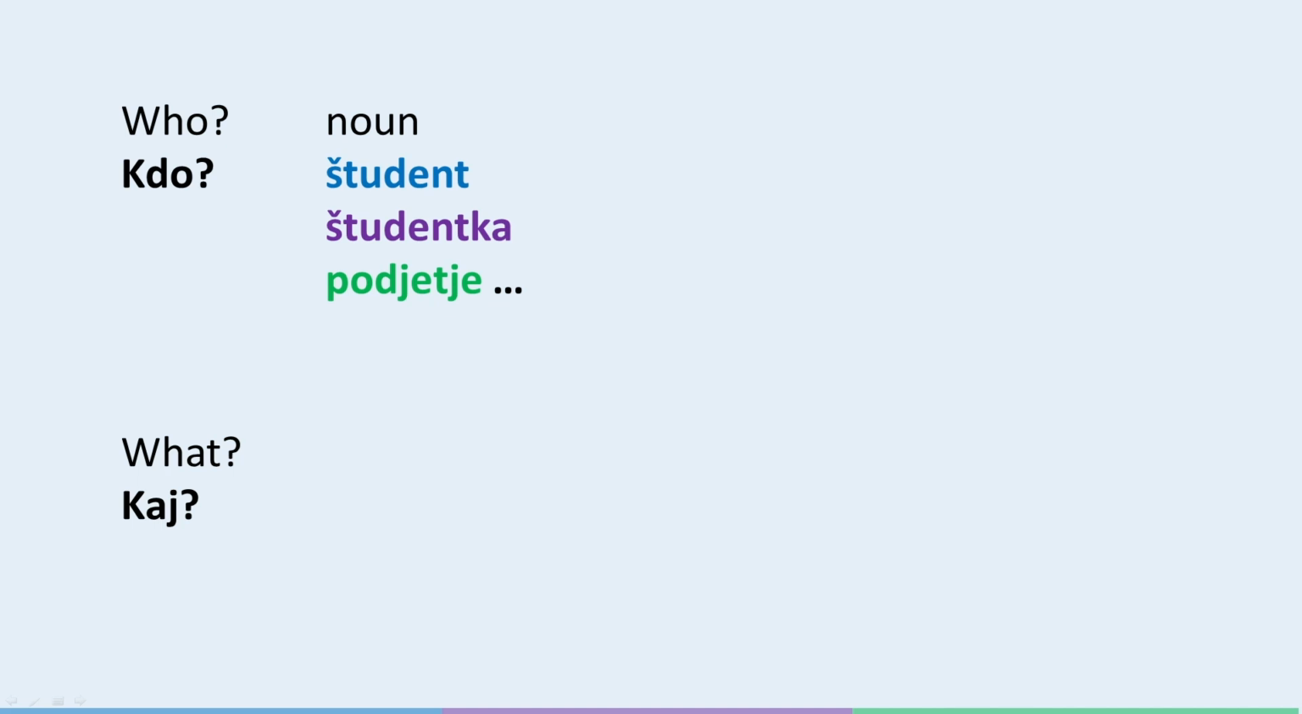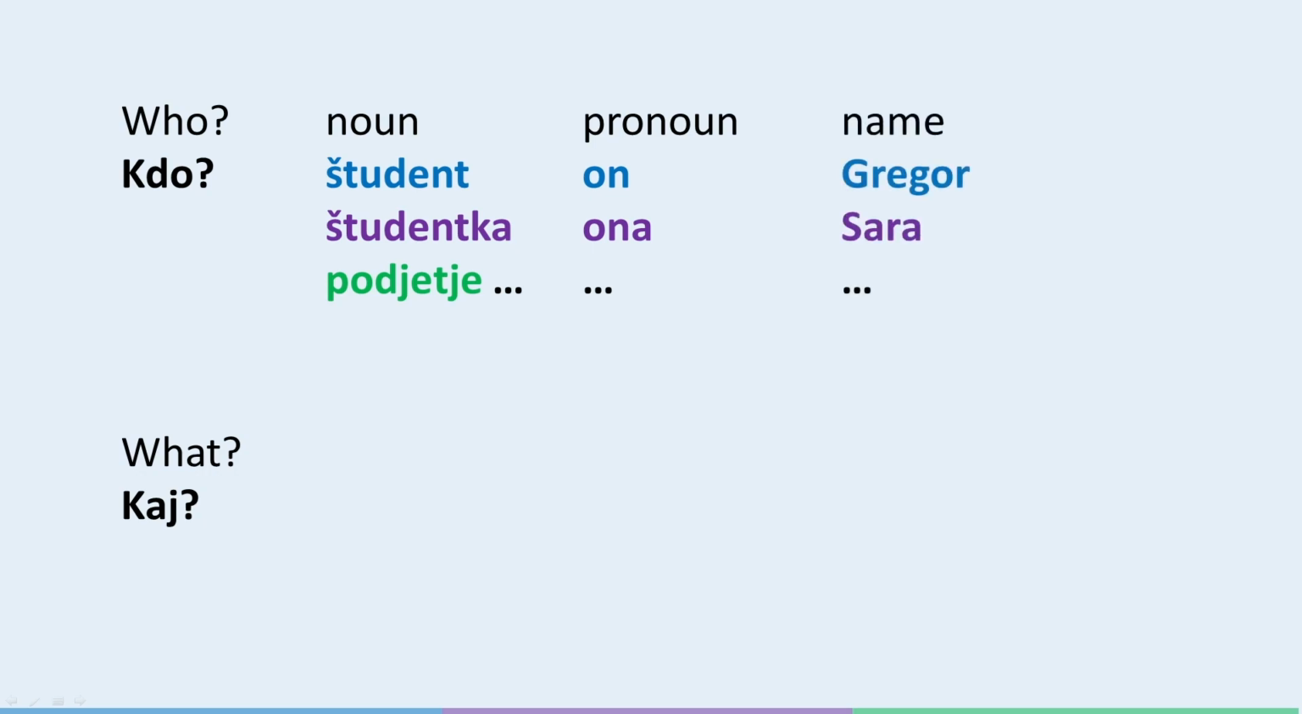Now we can reply to the question word kdo with a noun, so words like študent, študentka, or podjetje, which mean male student, female student, and company. Or we can reply to kdo with a pronoun, so words that replace nouns, such as on and ona, or he and she. Or we can reply to kdo with a proper name, such as the male given name Gregor, or the female given name Sara.